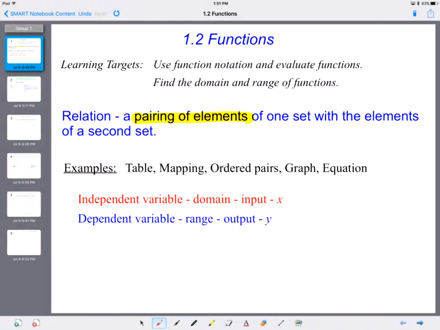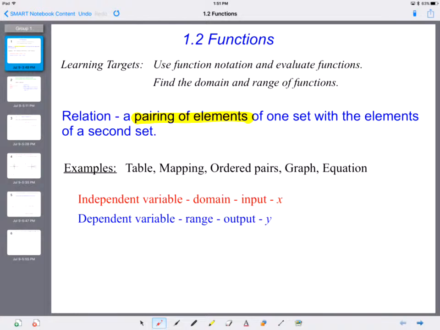Independent variable, as we talked about the other day, represents your x value, that's your domain or your input. And the dependent variable is your range or the output, which typically we call y when we're dealing with graphing and stuff like that. It doesn't have to be, but that's in terms of input, output, x and y.